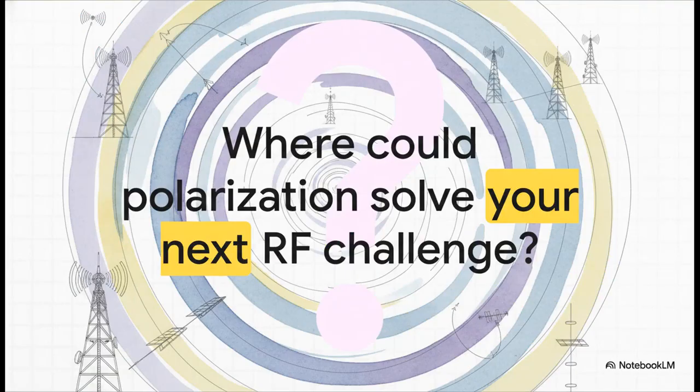So I'm going to leave you with this question to chew on. Now that you get the reversal trick and the real power of circular polarization, I want you to take a look at the systems you work on. Where is multipath giving you a headache? And could this elegant little piece of physics be the exact solution you've been looking for?